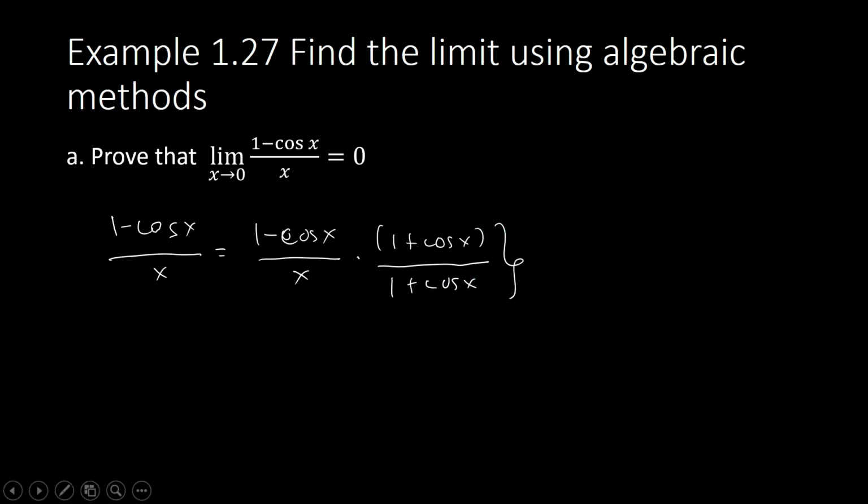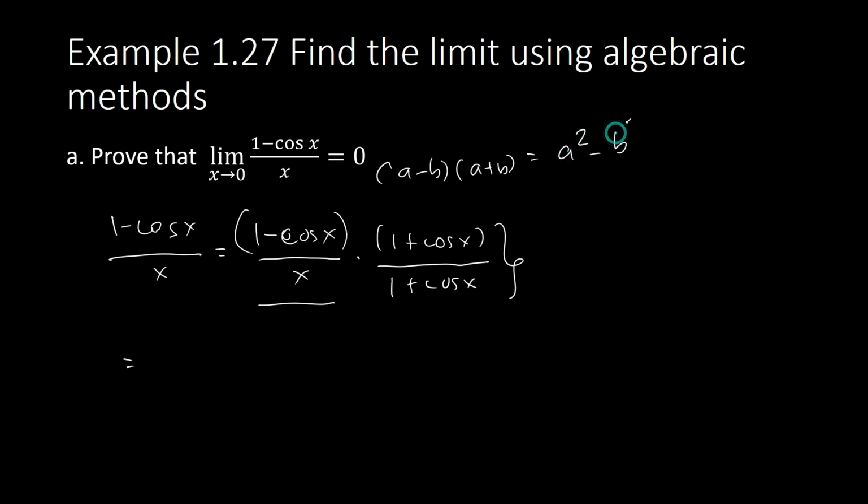This factor here is just equal to 1. So it's not changing our original function, because any function multiplied by 1 is still the function itself. Now look at this: 1 minus cosine of x times 1 plus cosine of x has the form a minus b times a plus b. And you know what that is equal to? It is equal to a squared minus b squared. So this is going to be 1 squared minus the square of cosine of x, divided by x times 1 plus cosine of x.